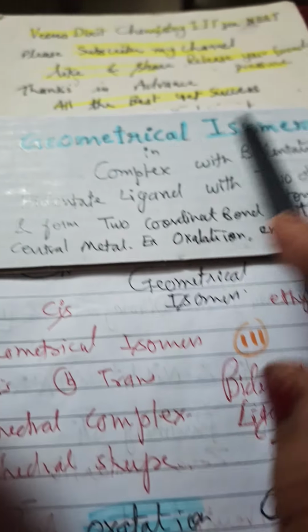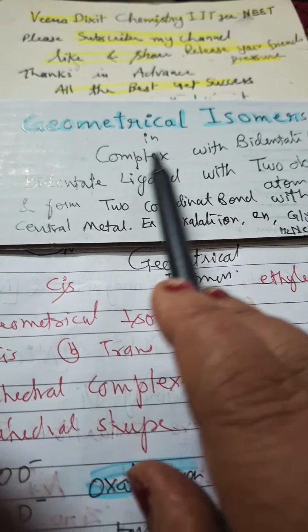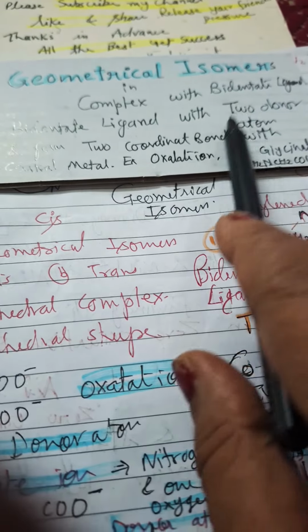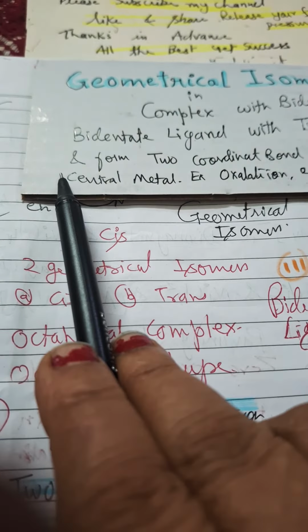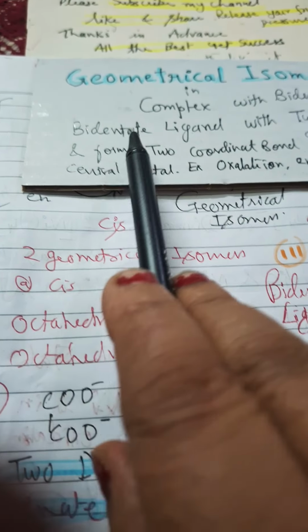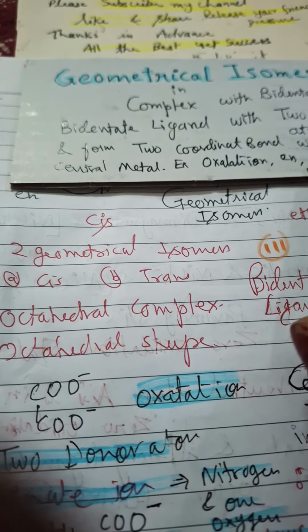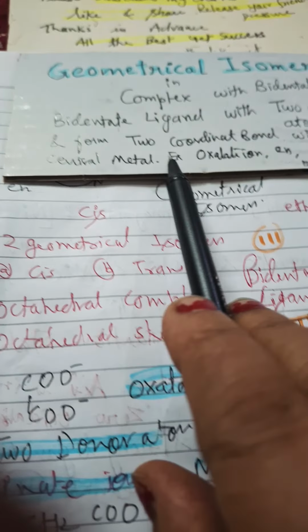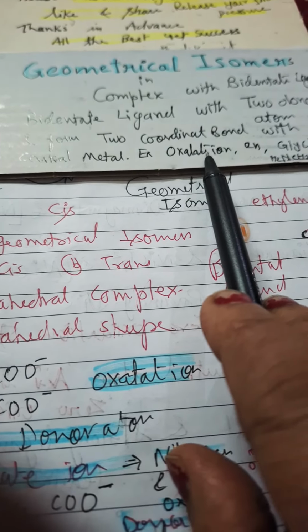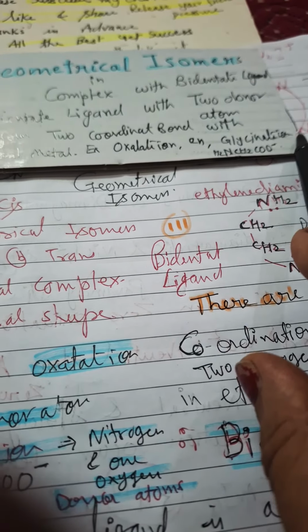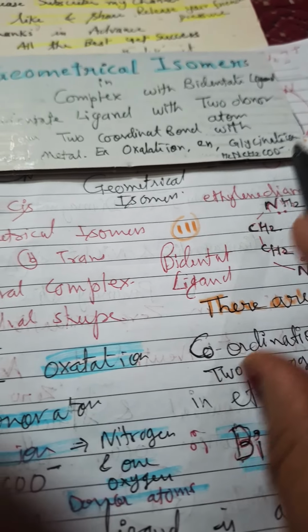Students, here we discuss geometrical isomers in complexes with bidentate ligands. What is a bidentate ligand? A bidentate ligand has two donor atoms and forms two coordinate bonds with the central metal. Again I repeat, bidentate ligands have two donor atoms and form two coordinate bonds with the central metal. Examples: oxalate ion, ethylene diamine, in short we write en, and glycinate ion, NH2CH2COO negative.